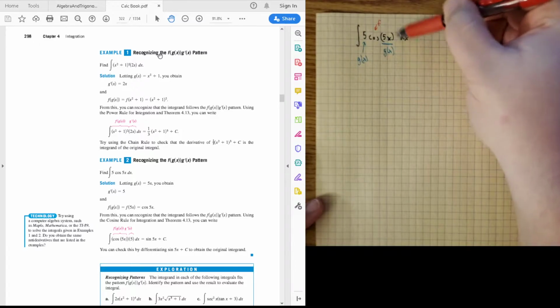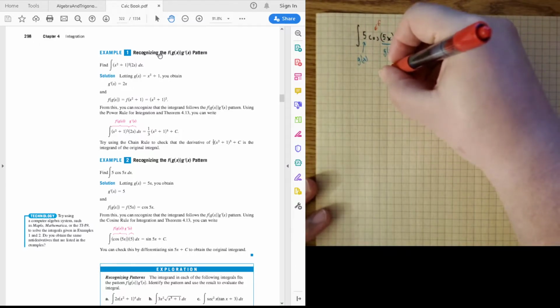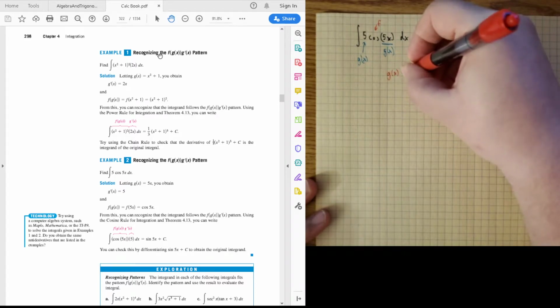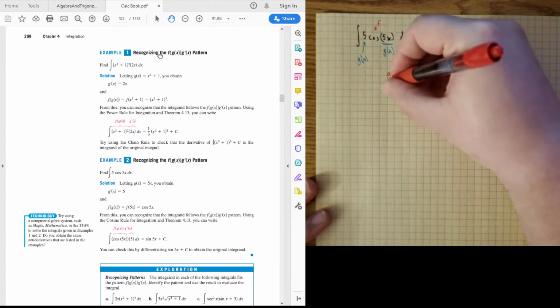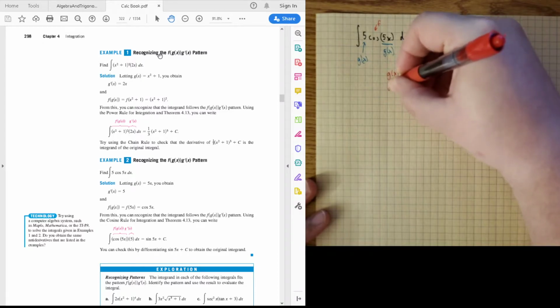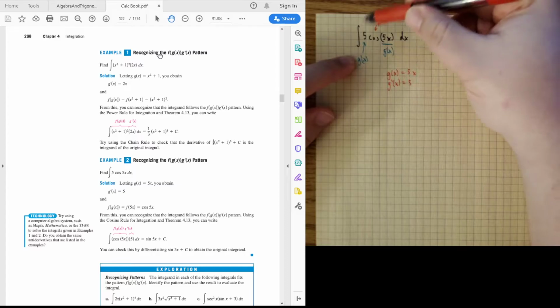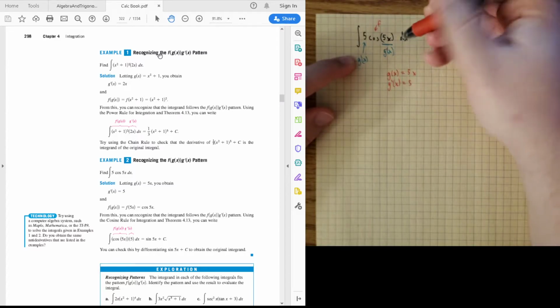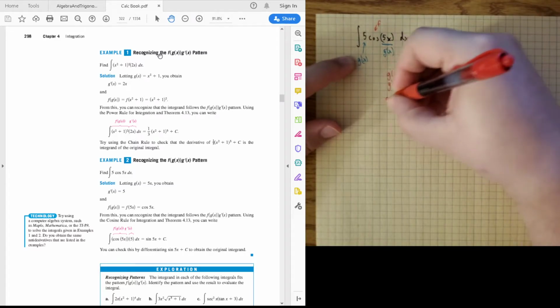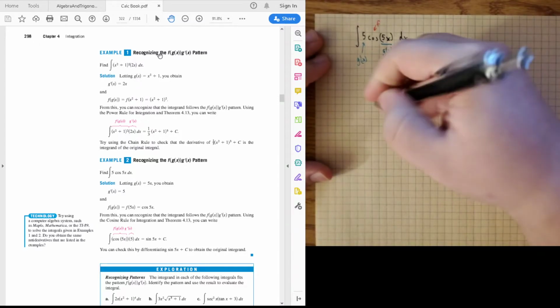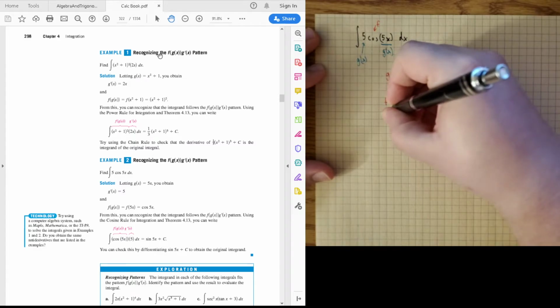So we can see here that my g of x is 5x, and the derivative of 5x is 5. So I've got g of x, I've got g prime of x, and I've got an outer function, cosine. So my f is this cosine function. So the question becomes, well, what's capital F?